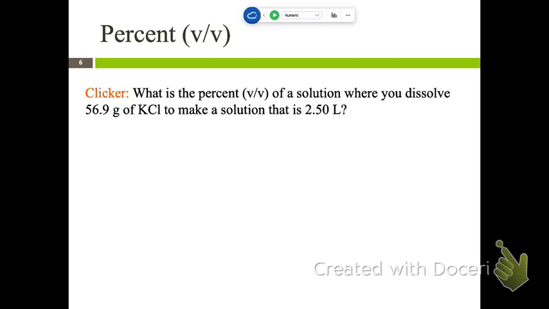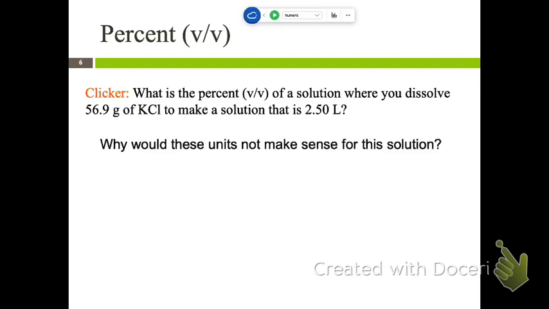Go ahead and work on question 4. What is the percent volume to volume? Why? Hold on, wait. What'd you get from doing that at the same time? Okay, pause. Why is this not a great unit of concentration to use for this solution? Donald? Grams instead of volume.